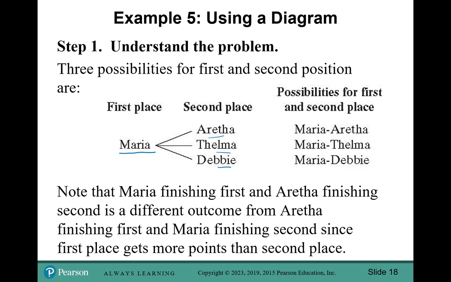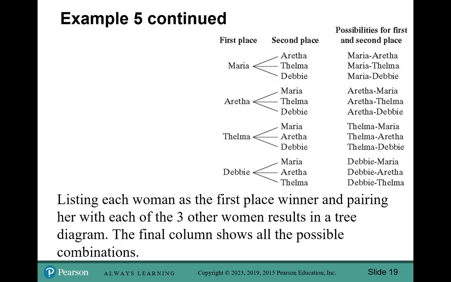Now, note that Maria finishing first and Arthrea finishing second is a different outcome from Arthrea finishing first and Maria finishing second, since first place obviously gets more points than second place. So instead of just making one chart here, we have to make it for each possibility of first place as well. We look at the possibility that Maria got first place and then one of her 3 friends got second, which gives us 3 combinations.